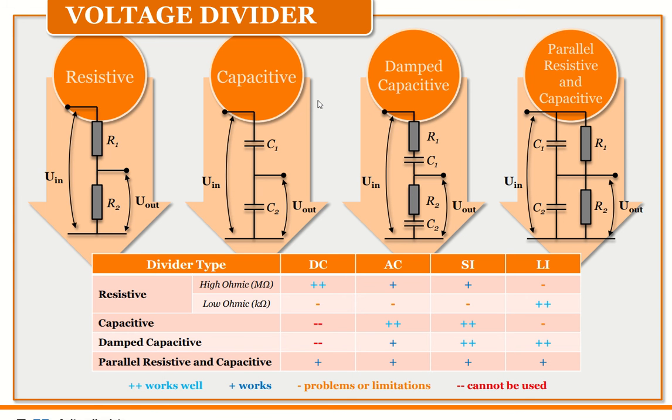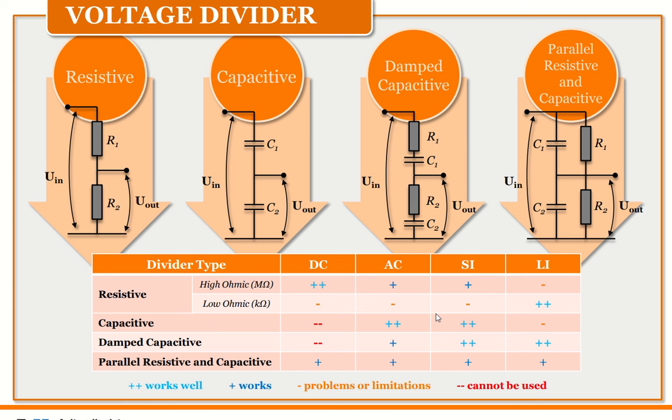Same goes for the capacitive. This is the connection of the capacitive, this one is the connection for the damped capacitive, and this one is the parallel resistive and capacitive. This is a combination of the capacitive and resistive. According to the type of voltage divider, you can see in this table.